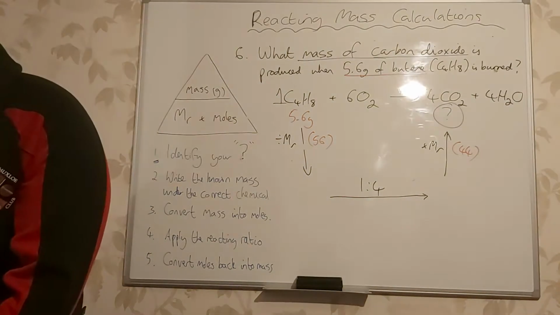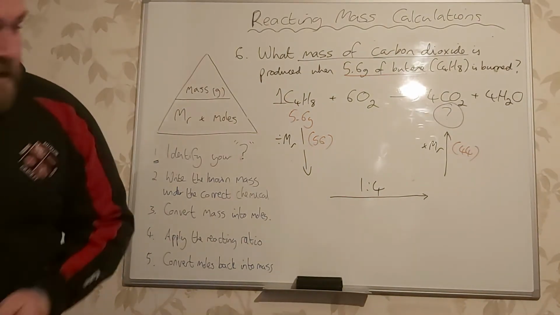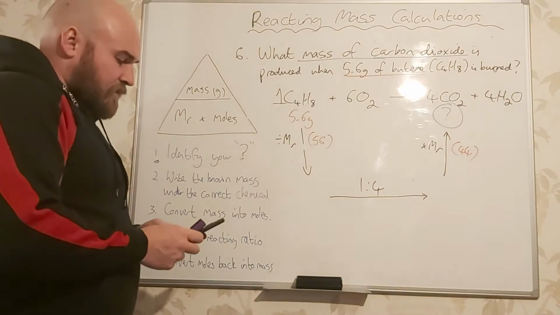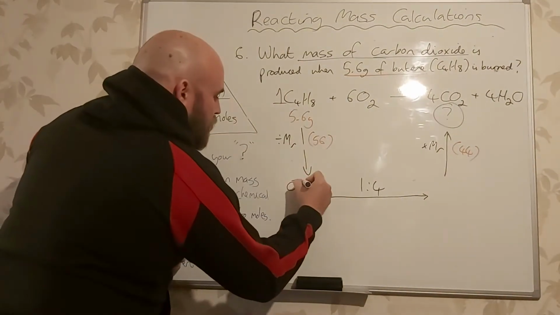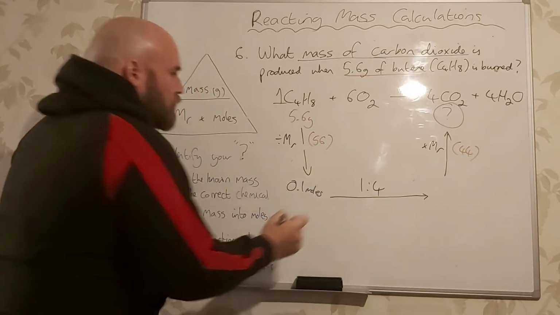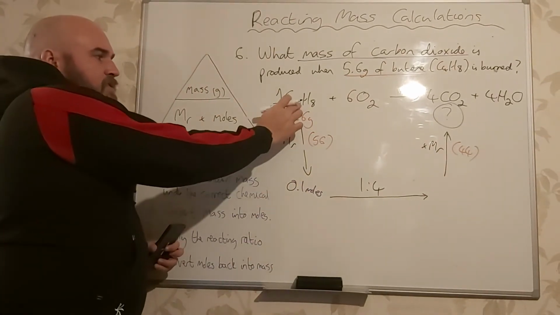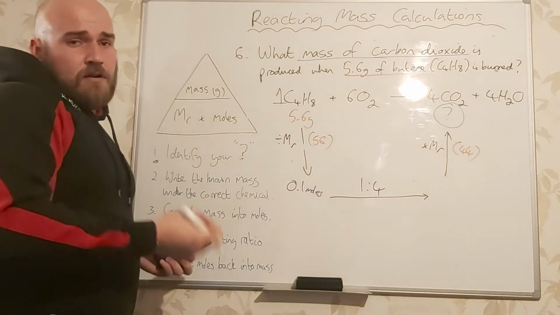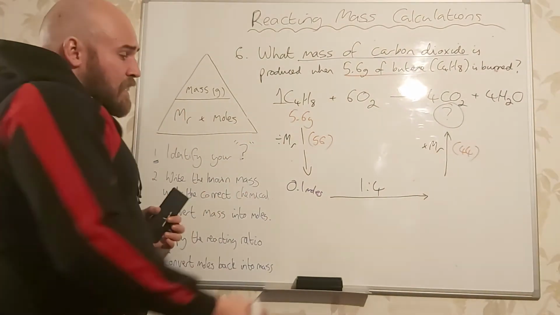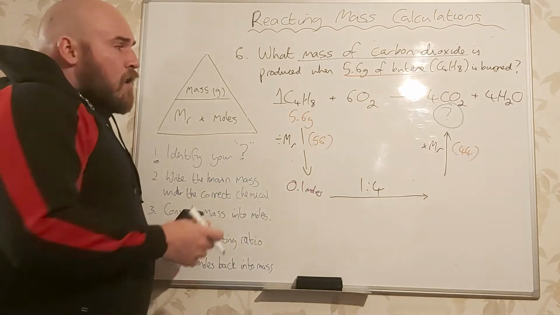So I will get my calculator and I'll give it a go. So 5.6 divided by 56, fairly straightforward maths this one, that's 0.1 moles. So 5.6 grams of C4H8 is 0.1 moles. Don't forget, a mole is just a number. It's a very, very big number, and this is just 0.1 or a tenth of that.